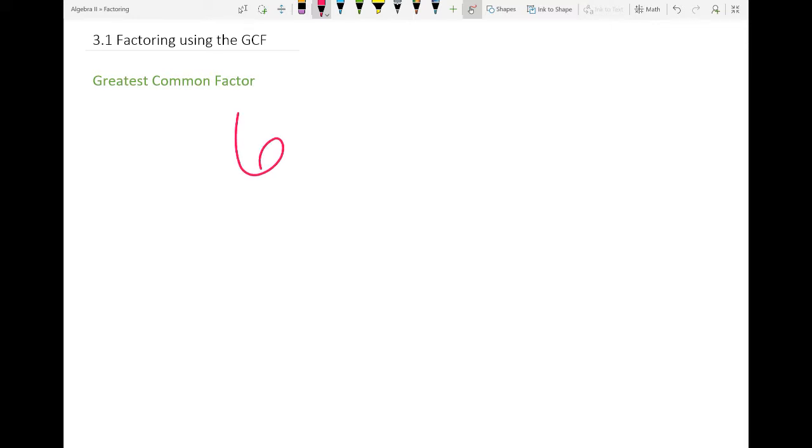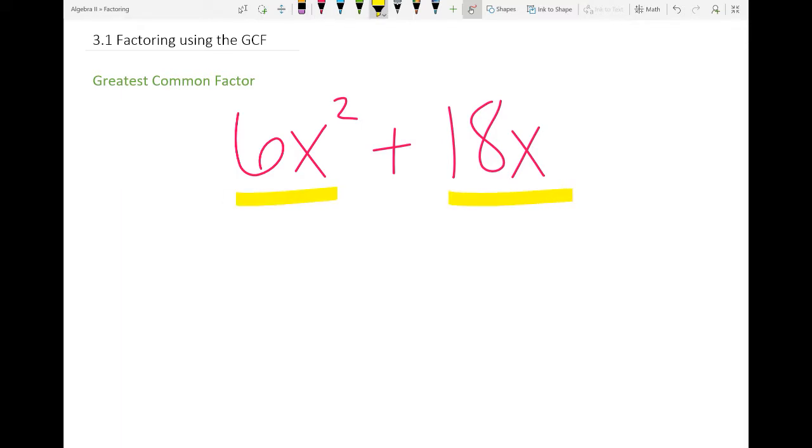So here's an example. The instructions are to factor. When we're talking about these polynomials, each thing that we're either adding or subtracting is called a term. So this is one term, 6x squared, and 18x is another term. You may hear me talk about the terms. That's what I'm talking about. So basically, I first need to find the GCF, or the greatest common factor, between these two. We'll start with the coefficients. The greatest common factor between 6 and 18 is 6.